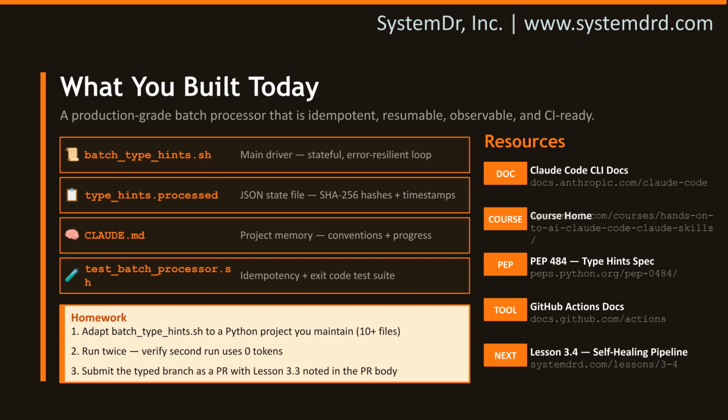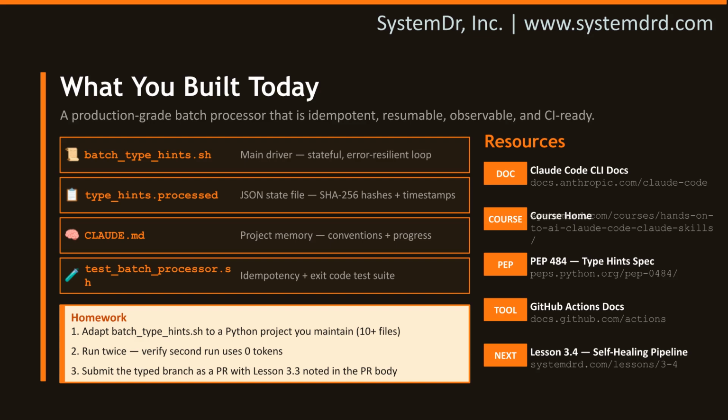The 3 steps are: 1. Adapt the batch processor to a Python project with at least 10 files. 2. Run it twice and verify the second run consumes 0 tokens. 3. Submit the typed branch as a pull request, with Lesson 3.3 noted in the PR body.